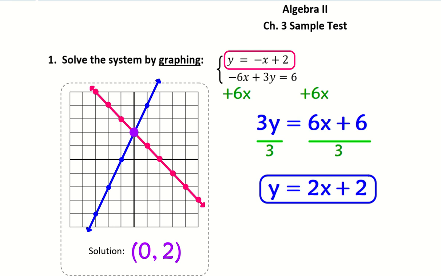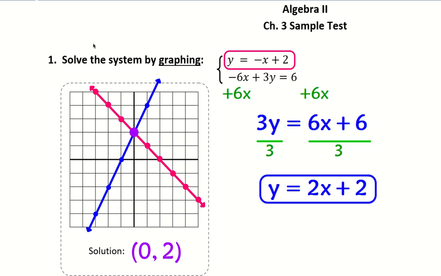Here's a quick rundown of this sample test for Chapter 3. Question number 1 wants you to solve a system of equations by graphing. Hence the word equation. There are certain things you've got to be able to differentiate between: equations, inequalities, something that has absolute value in it and therefore is going to be a V, versus something that is just linear in nature, so it's going to be a line.